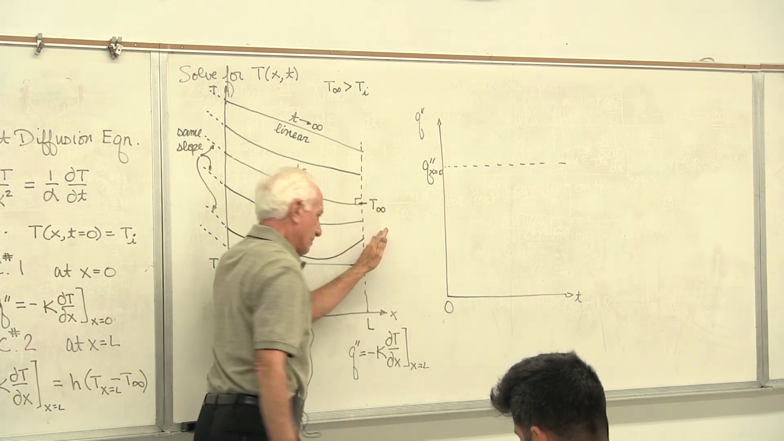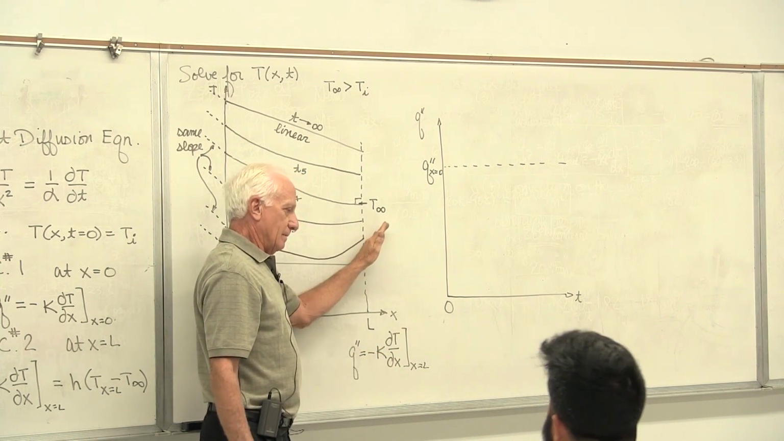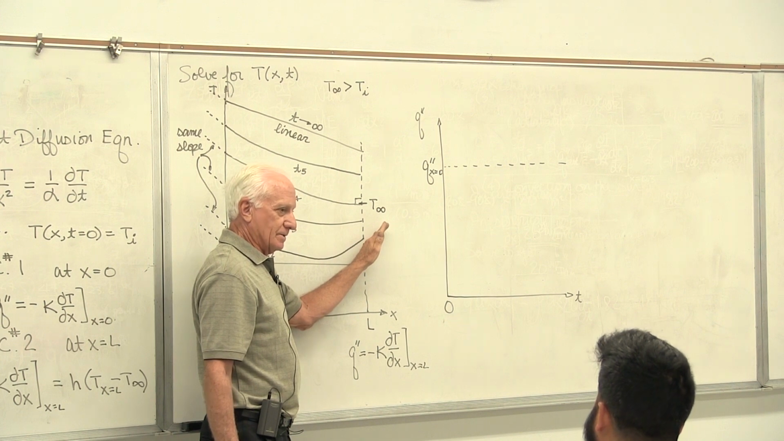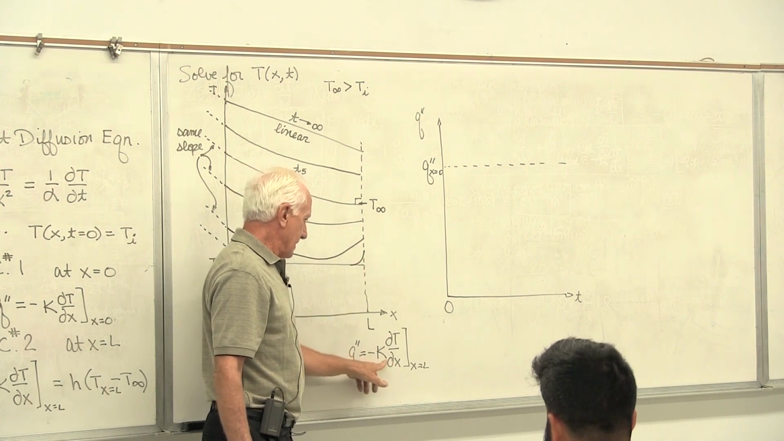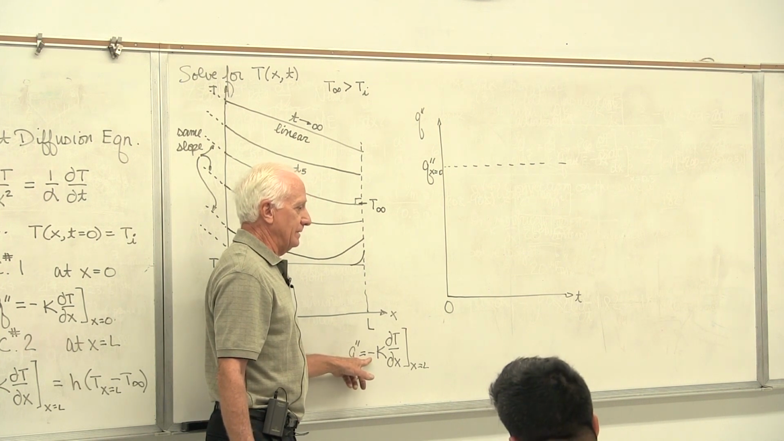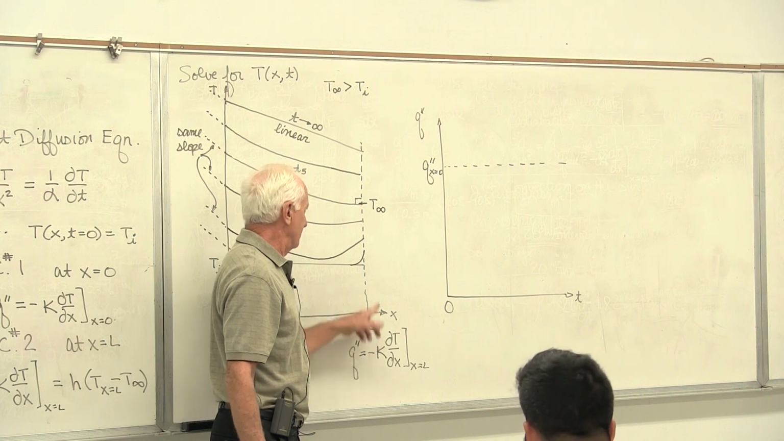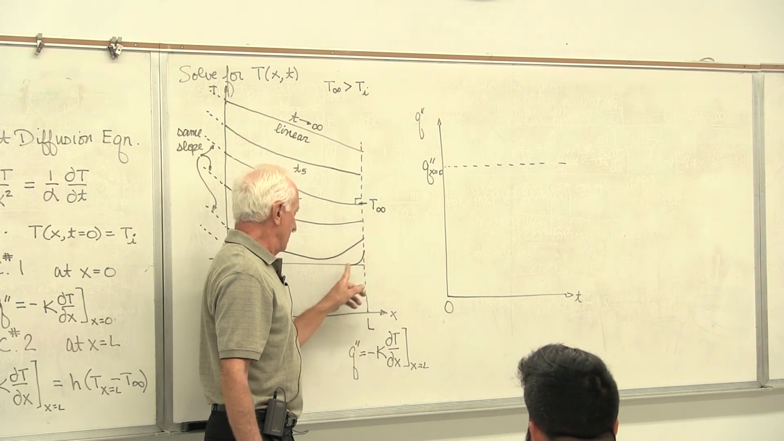Okay, my slope here: temperature is going up as x goes up. Positive slope, positive sign, K, positive sign, negative sign. Uh-oh, the heat flows into the wall. Of course it is. The wall starts off cool, and the hot air blows over it.